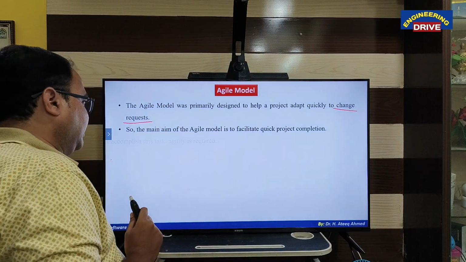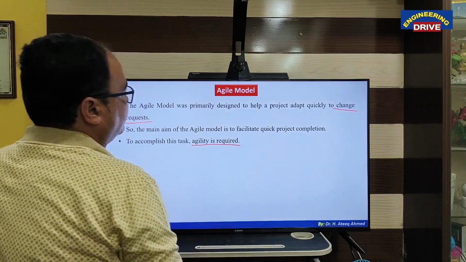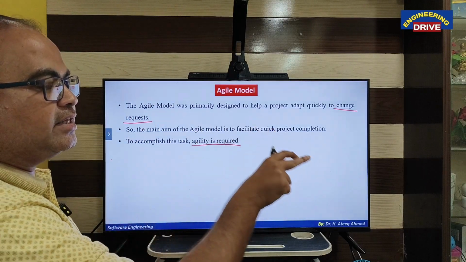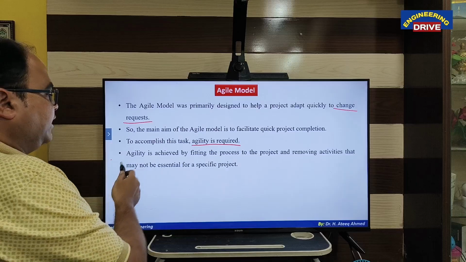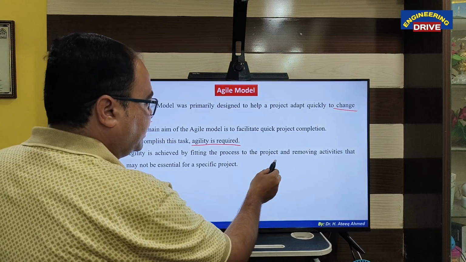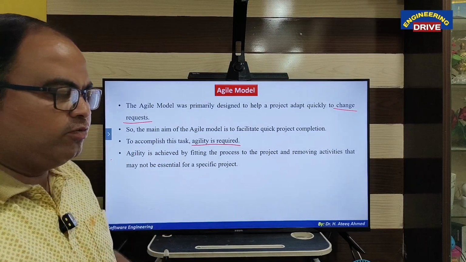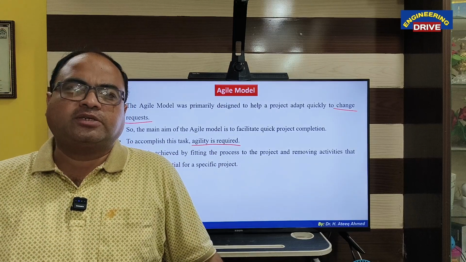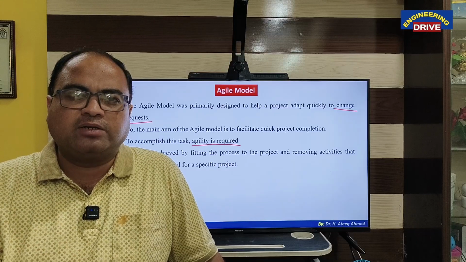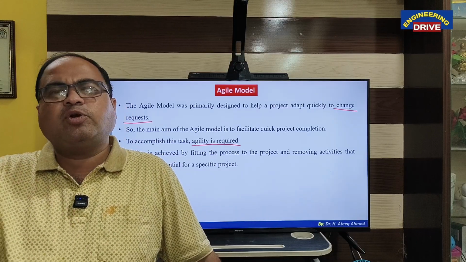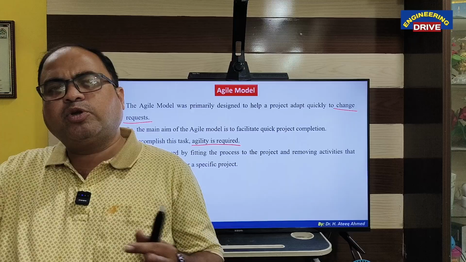Now, next thing. To accomplish this task, agility is required. Here, very important, flexibility is required. What is flexibility here? Adding the steps which you want, removing the steps which you don't want. That is agility here. Agility is achieved by fitting the process to the project and removing activities that may not be essential for a specific project. Now we know that every client will ask for different projects. There are some projects for which designing may not be required, because the project is quite simple. At that time you can remove the designing phase. There is one simple project in which testing is not required. At that time you can remove the testing phase.